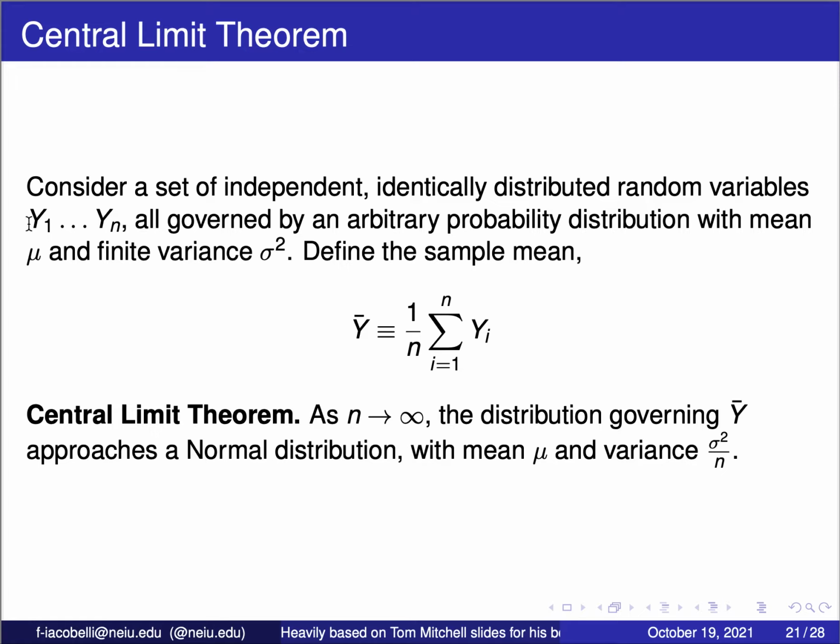And here's another thing. If you have identically distributed random variables, all governed by the same probability distribution with the same mean mu and the same variance, the sample mean is basically adding each one of them and dividing by how many there are. This is an average. The central limit theorem says that when n, the sample size, gets larger and larger, the distribution governing that mean is a normal distribution with mean mu and variance sigma squared divided by n. So whatever this variance is, divided by n.